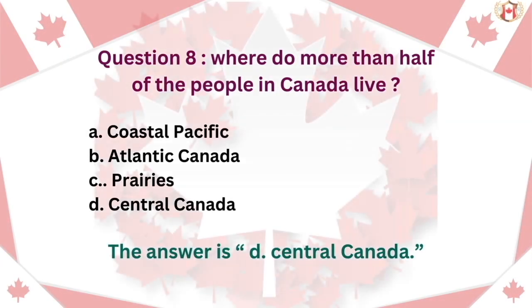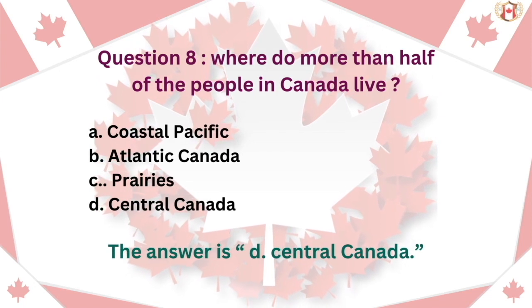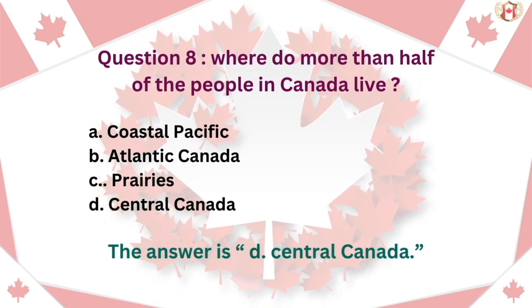Question 8. Where do more than half of the people in Canada live? A. Coastal Pacific. B. Atlantic Canada. C. Prairies. D. Central Canada. The answer is D. Central Canada.